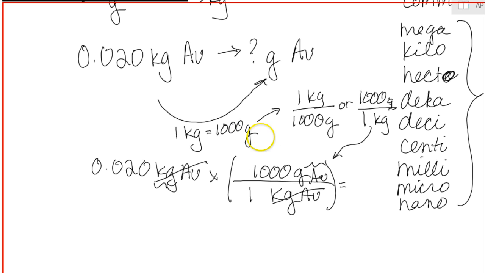So 0.020 times 1,000 is going to give me an answer of 20. Now, this is an exact number, so it has infinite sig figs. This has 2 sig figs right here. So my answer needs to have 2 sig figs. My answer is 20. grams of gold. So that's sort of level 1. That's the easy stuff.